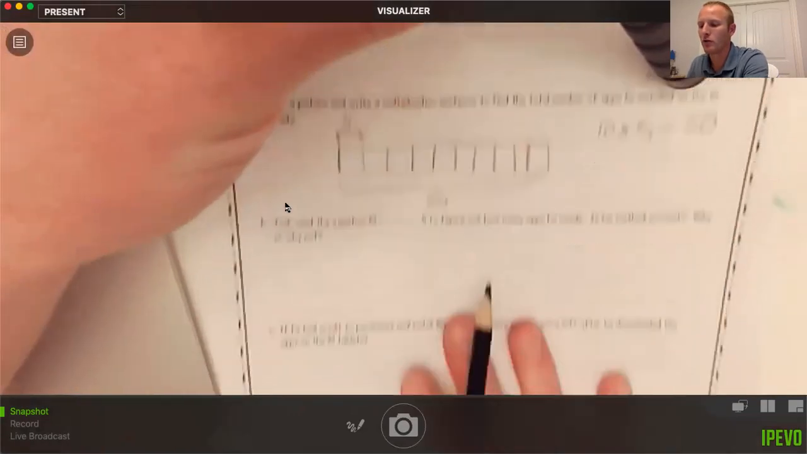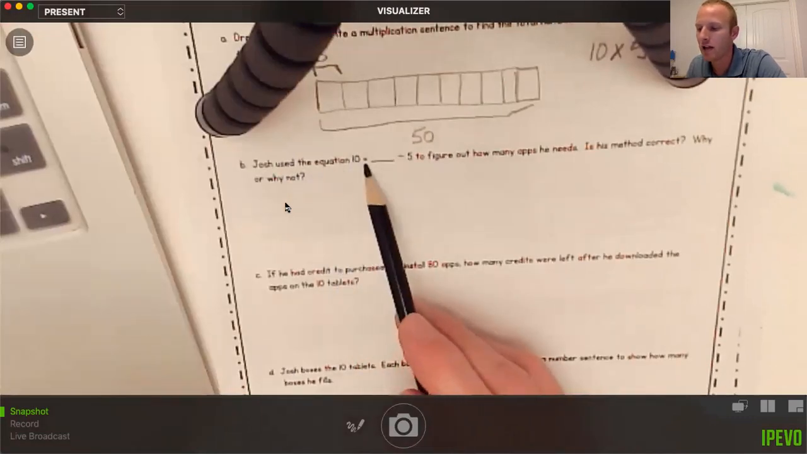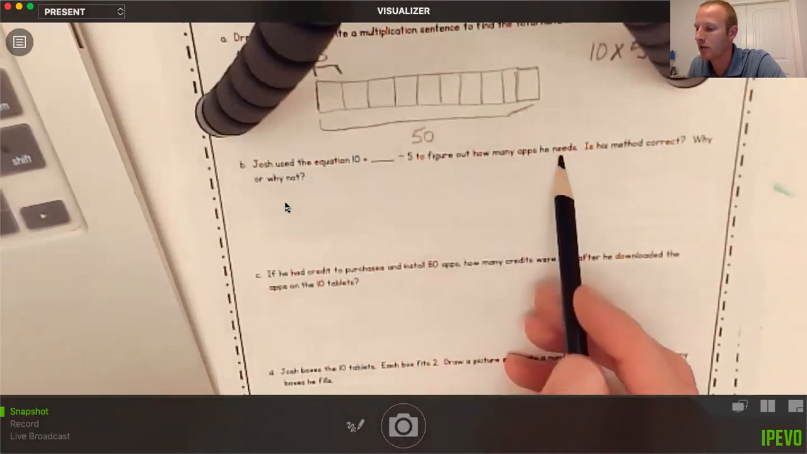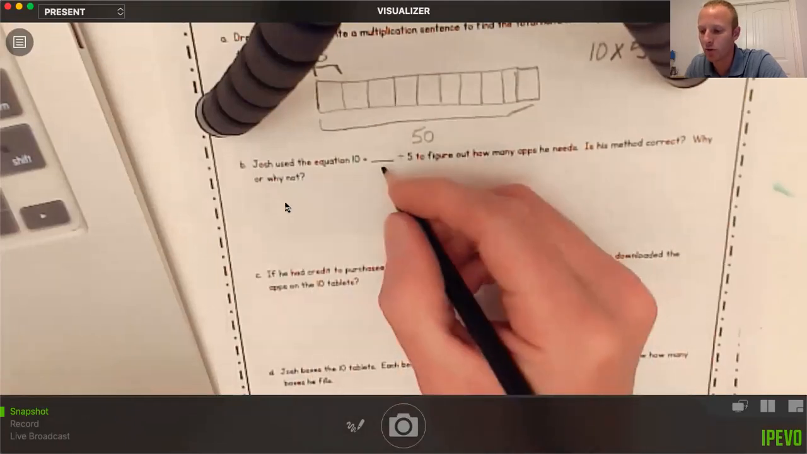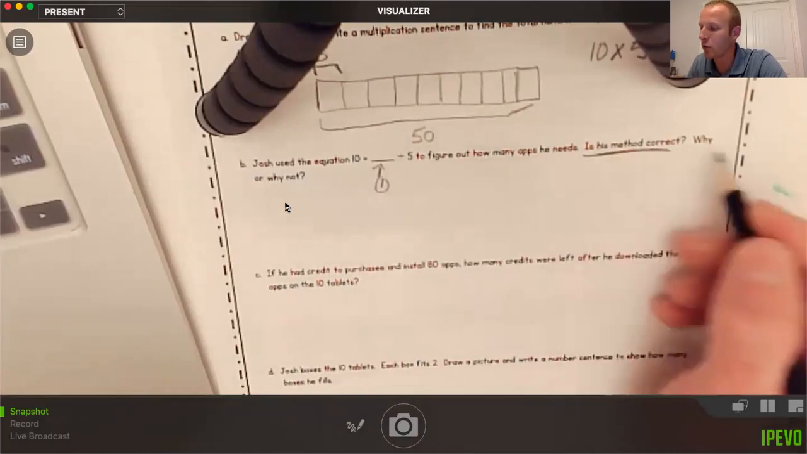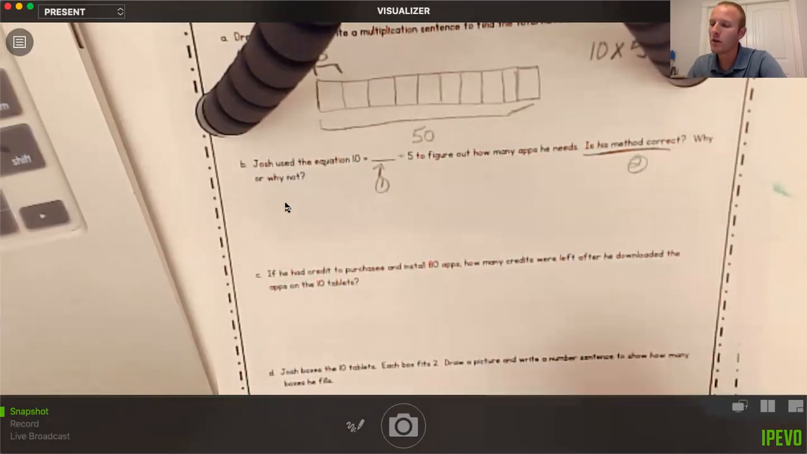We can move on to the next section, which says Josh used the equation 10 equals blank divided by 5 to figure out how many apps he needs. Is his method correct? Why or why not? So there's 2 parts here. First, you have to fill in this blank. That's step 1. And then you have to explain why his method is either correct or incorrect. And that doesn't just mean say yes or no, but you actually have to give a reason in writing or with numbers. You can do either or.